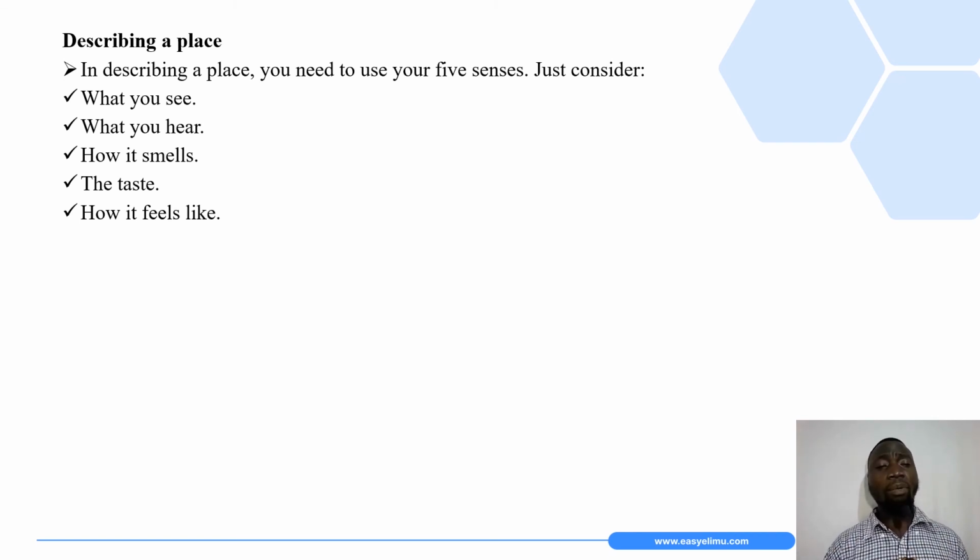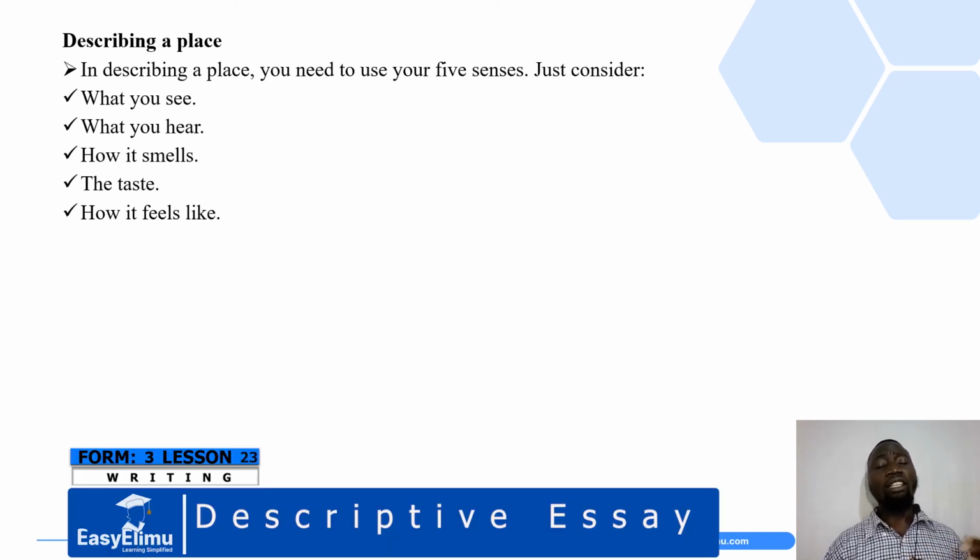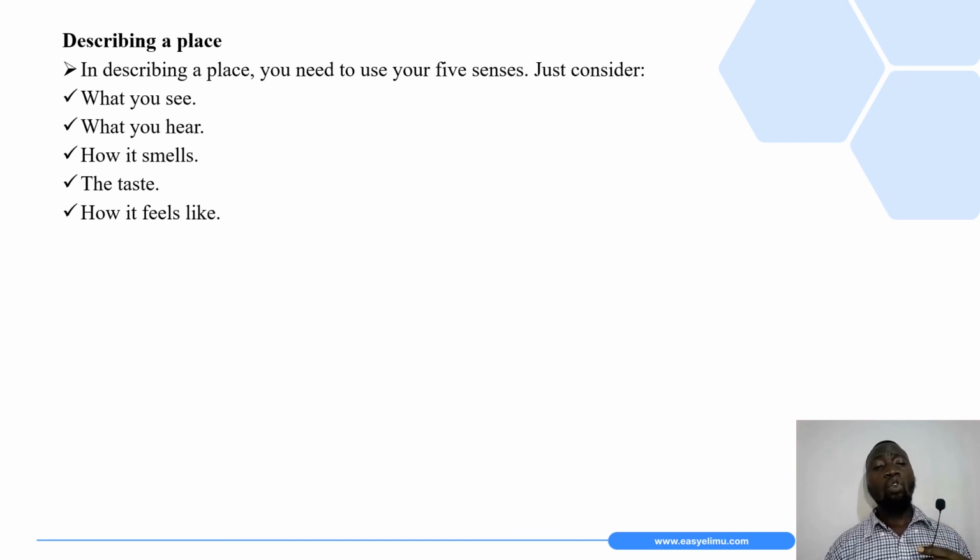So in describing a place, now back to where we were, you need to use your five senses. The five senses include what you see, number one, number two, what you hear, number three, how something smells, then the next one, the taste, then next, how something or a place feels.